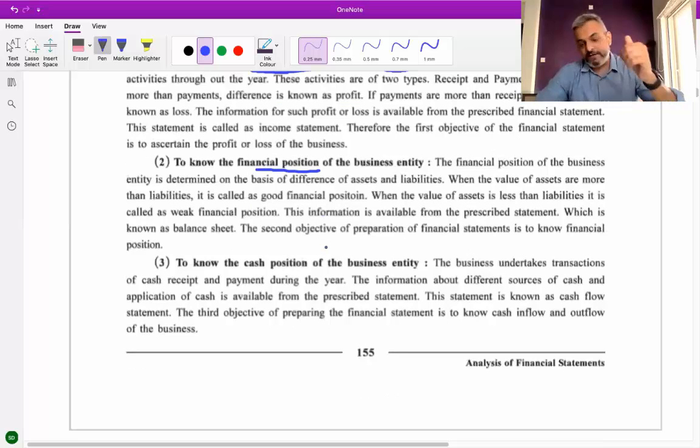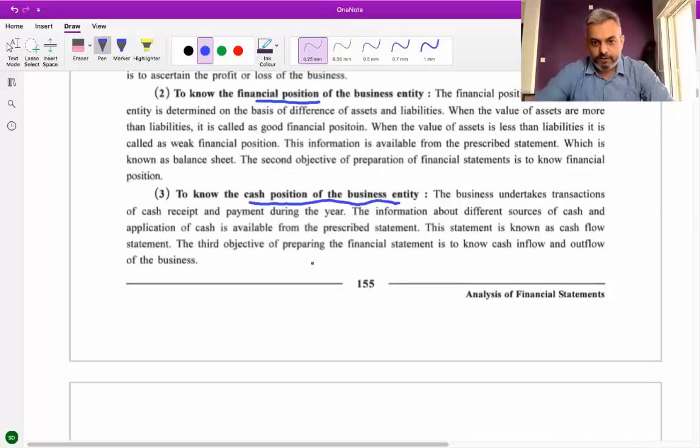Now in the previous chapter when we did that, what are the financial statements? So in that financial statement was also included cash flow statement, which is also a chapter we are going to see going further. So in the financial statement, one is the profitability, second is the financial position, and the third is the cash position of the business entity. This we come to know by preparation of cash flow statement. So you can write over here.